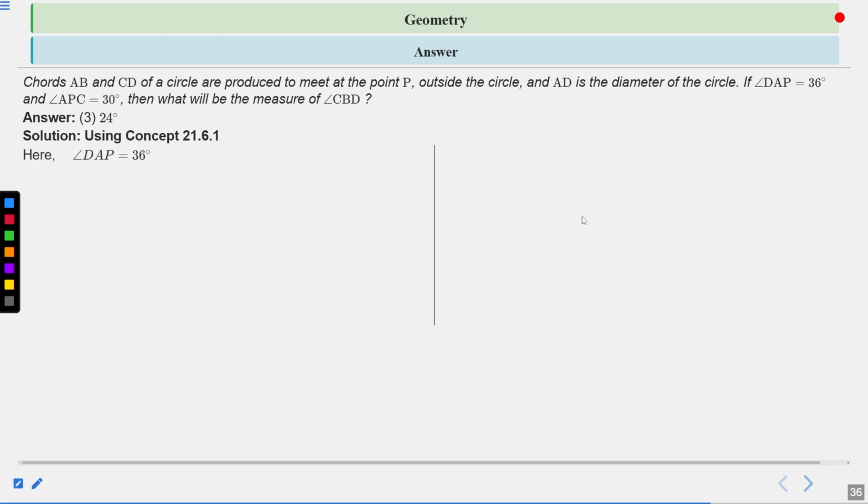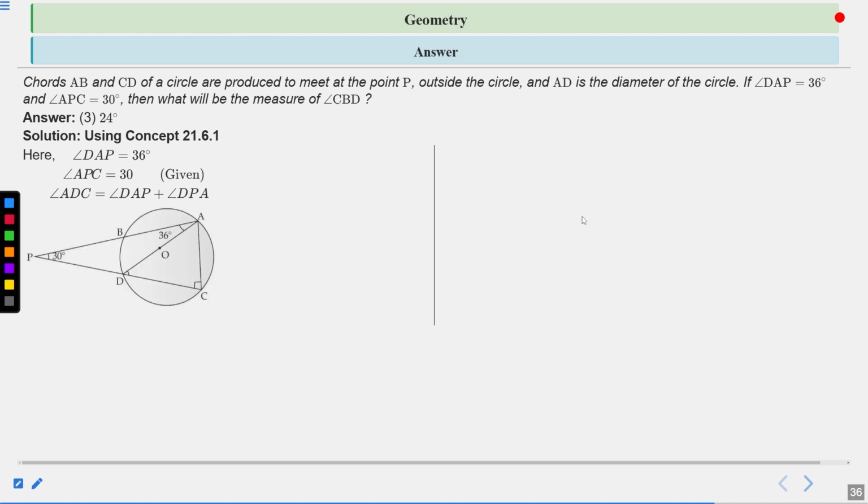So angle DAP is 36 degree. Angle APC is 30 degree, which is given in the question, and angle ADC becomes angle DAP plus angle DPA by using this diagram. We can clearly see that angle ADC becomes 36 plus 30, because ADC is the external angle property. So we get angle ADC, which is equal to 66 degree.